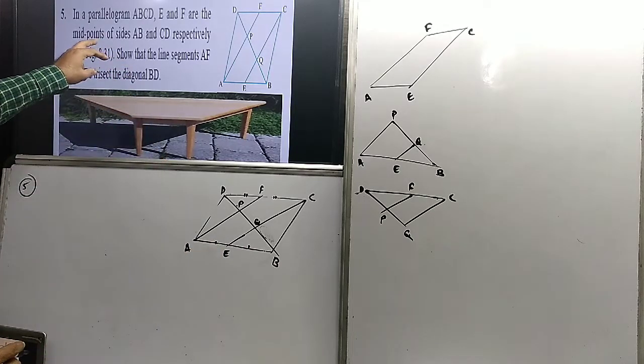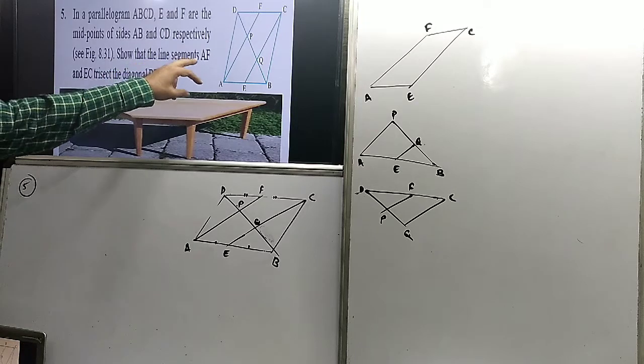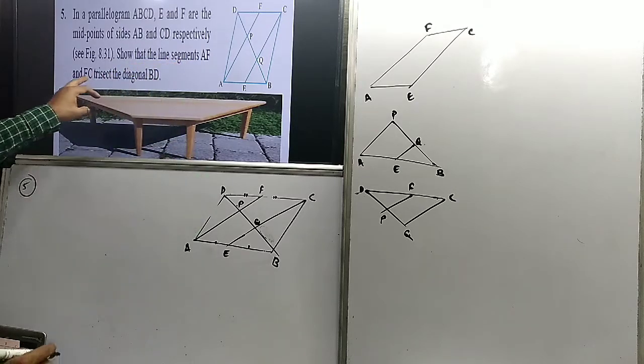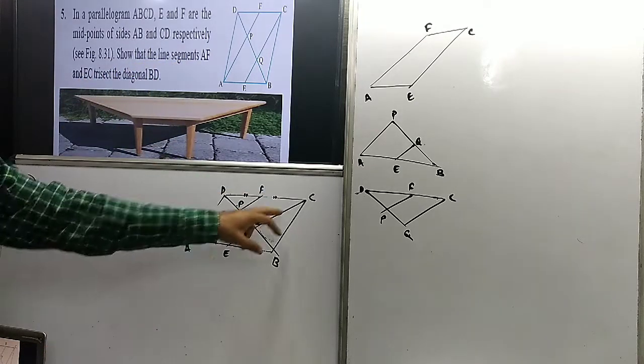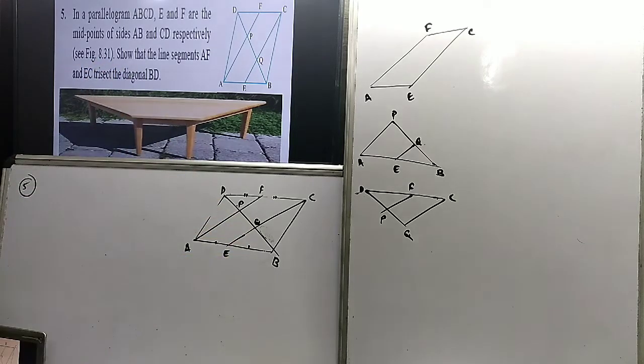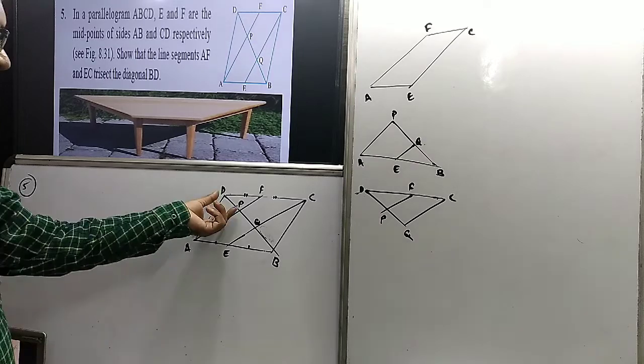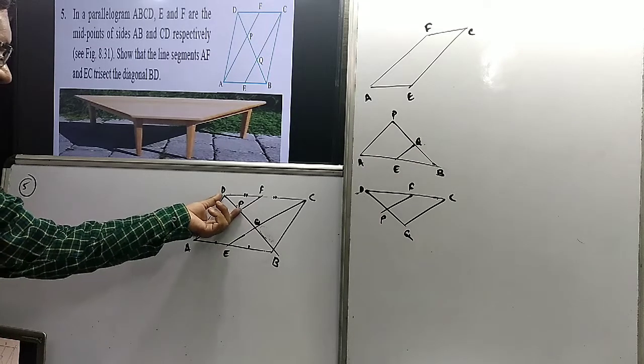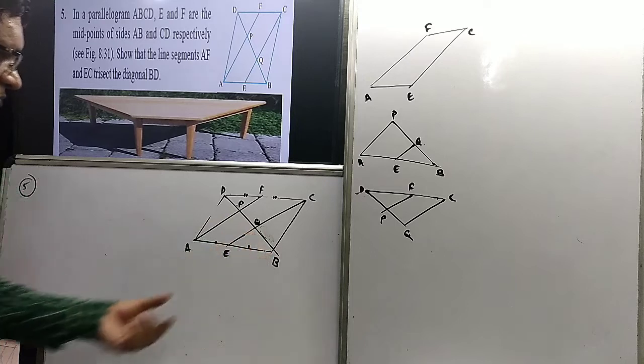What is to be shown is that AF and EC trisect the diagonal BD. Bisect means two equal parts, trisect means three equal parts. So we have to prove that DP equals PQ equals QB.